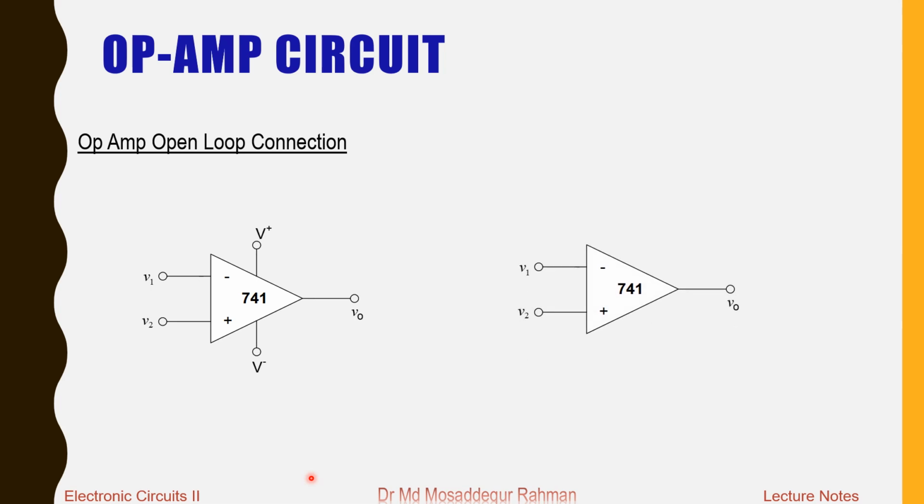And next, in some detail, this also shows the supply voltage. If you don't show the supply voltages, then this is how we can show it without the supply voltages. So this is a little bit simplified open loop connection circuit diagram.